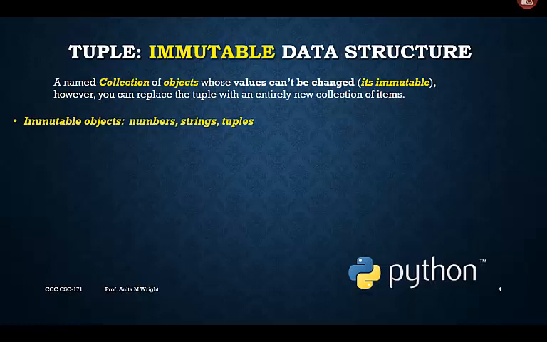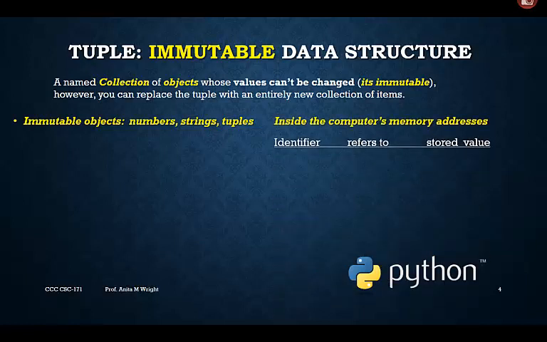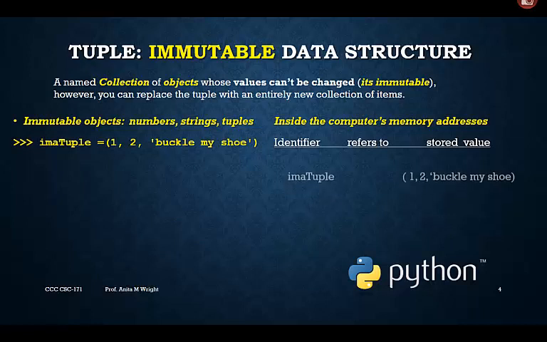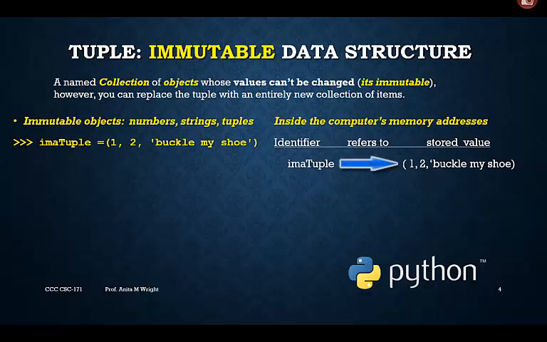Let's peek inside the computer's memory. We create a tuple named immutable and assign it a nursery rhyme verse. 1, 2, buckle my shoe. Immutable is a reference to the collection 1, 2, buckle my shoe, stored together in the computer's memory. When we use the tuple, such as in a print function, Python retrieves the collection of objects from memory based on the identifier name immutable.